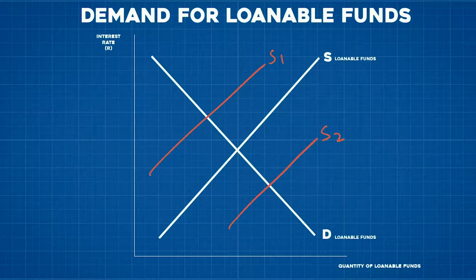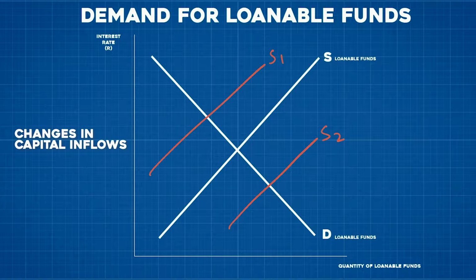The second reason the supply curve will shift is because of changes in capital inflows. Now, capital inflows just means all the money that comes into the country from outside investors. If other countries see that our economy is doing well, they will invest money into our economy for the purpose of loaning it out at interest. When things look good, that increases our capital inflows and shifts the supply curve to the right. When things look bad, that decreases capital inflows and shifts the curve to the left.